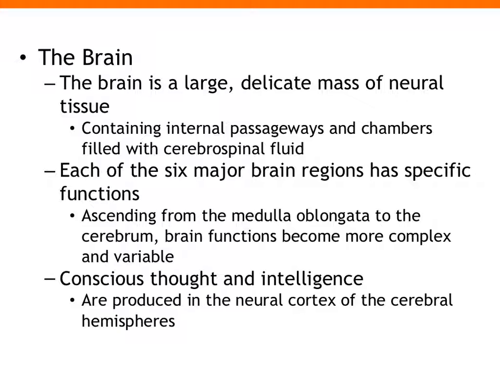The brain is a large, delicate mass of neural tissue, and it contains the internal pathways and chambers, and they're filled with cerebral spinal fluid. Each of the 6 major regions of the brain has a specific function. Ascending from the medulla oblongata to the cerebrum, brain functions become more complex and variable. Conscious thought and intelligence are produced in the neural cortex of the cerebral hemispheres.